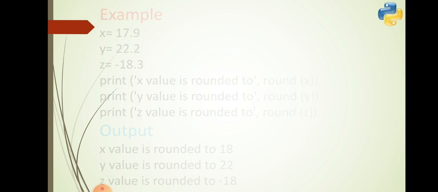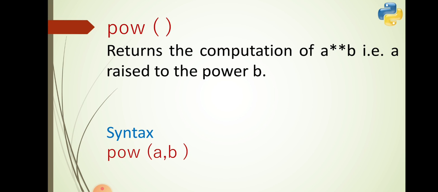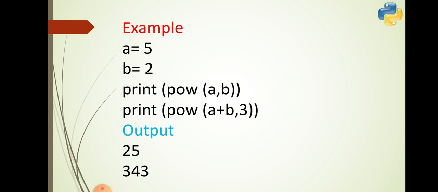Next one, pow. The pow function is used for power. It returns the computation of a raised to the power of b. A simple example: a equal to 5 and b equal to 2. Now pow(a, b), 5 squared, so 25 will appear. Next statement, pow(7, 3), 7 cubed. The result is 343.